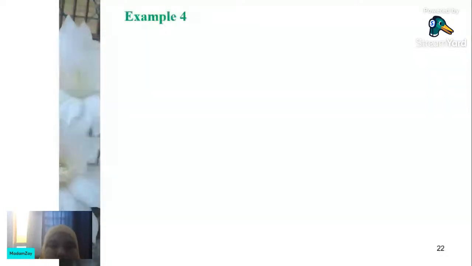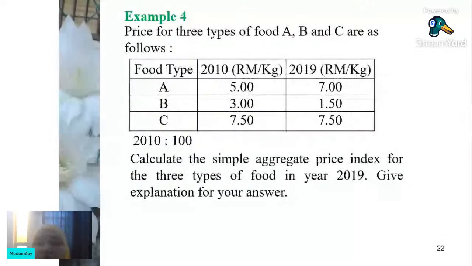Now example 4. Prices for 3 types of food A, B, and C are as follows. So we have the price of the food, not only one type of food, so three types of food here. We have the prices in 2010 and 2019. Take note here, it says that 2010 is 100, which means this is our base year. Base is 2010. Calculate the simple aggregate price index for the three types of food in year 2019. Give explanation for your answer.